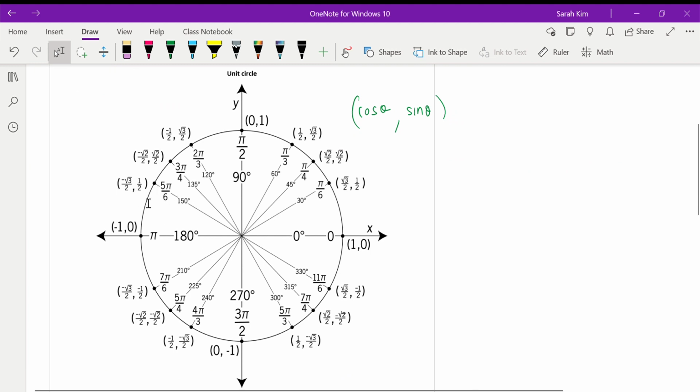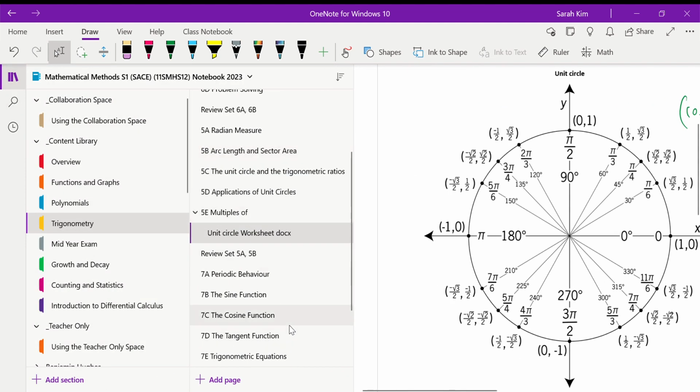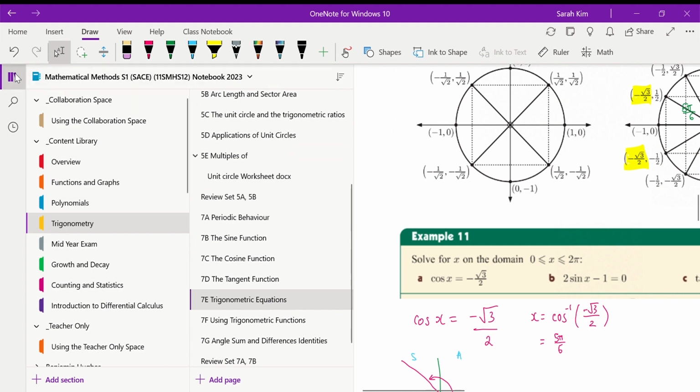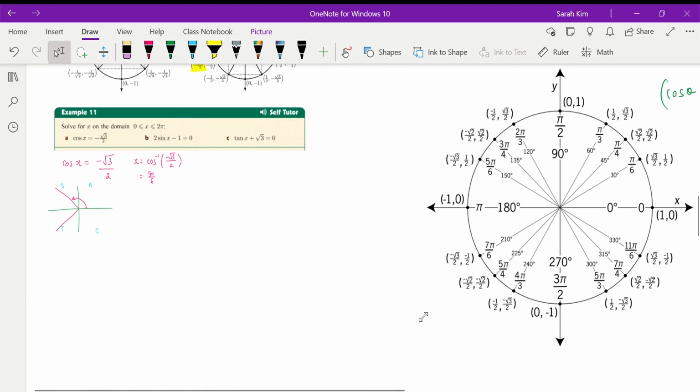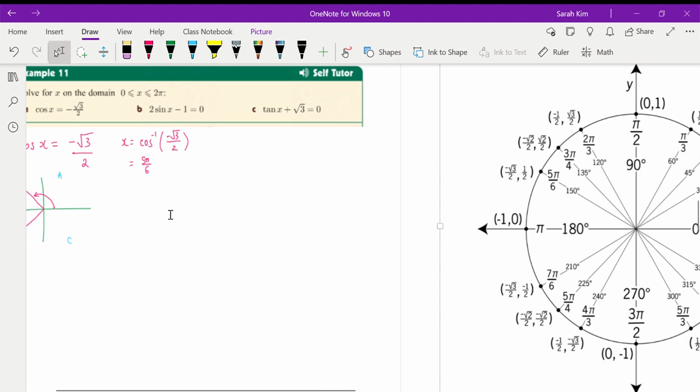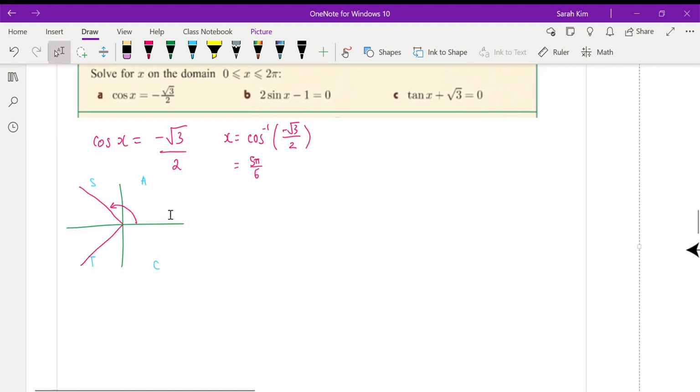5 pi over 6. And then you should be able to also read this answer off as well. So 7 pi over 6, but I'll show you how to do it algebraically as well, just in case you don't have that on you. Oh, there we go. That's a bit better. Alright, so we got 5 pi over 6. So that angle is 5 pi over 6. So how are you going to find that angle?